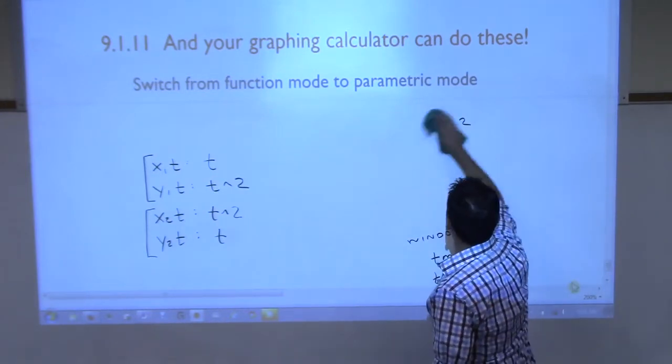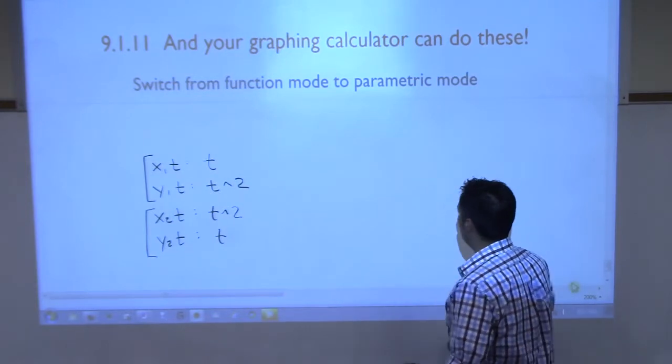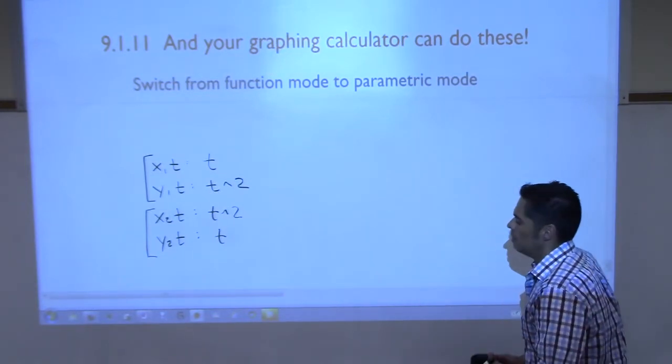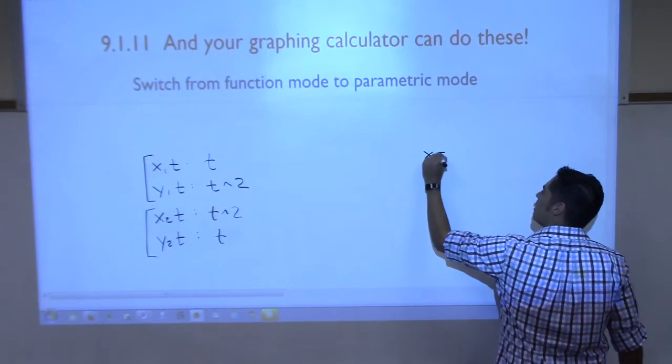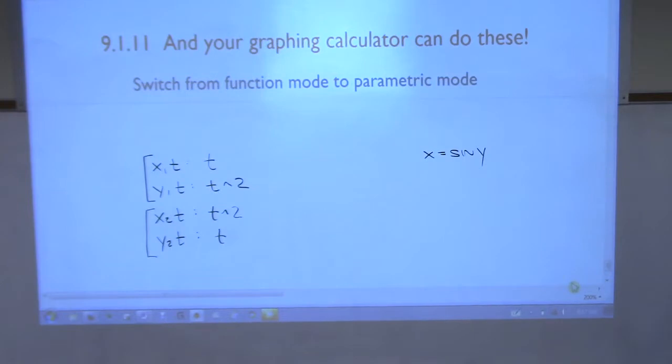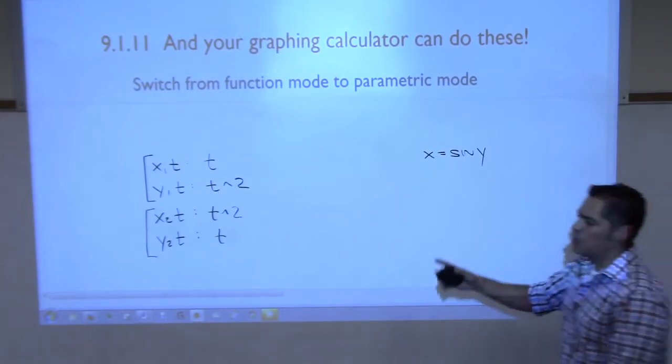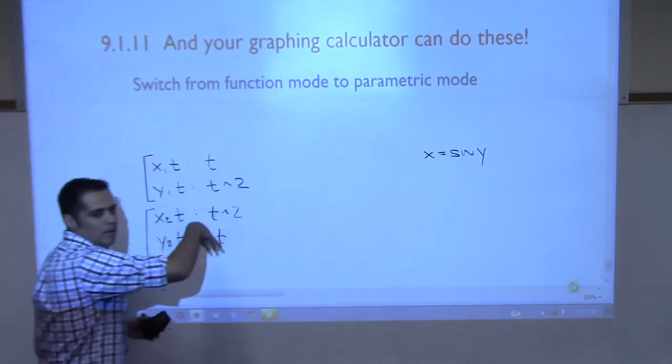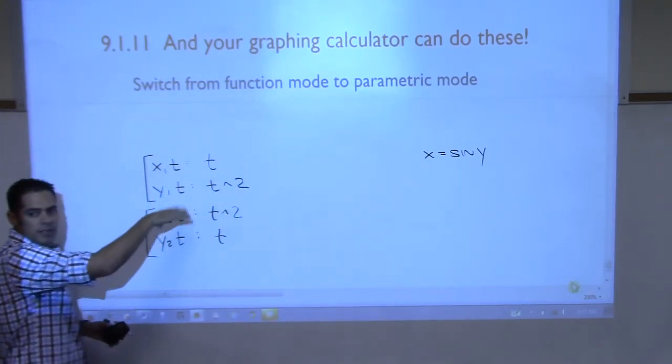Let's do one more. This is really cool. Let's do this. Let's do x is equal to sine y. Can you graph that for me? Yeah, sure. And you can either add it to these or you can take these out. I don't care. If you want these still up there, you can keep them up there.